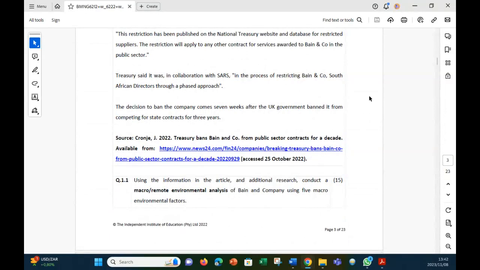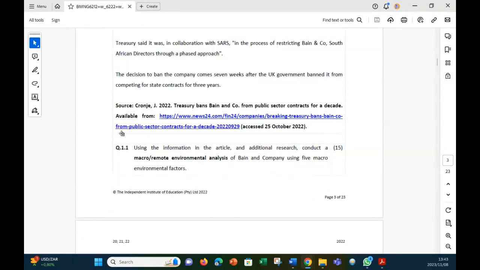Please do not use ChatGPT, because I will catch you. And also please make sure that you integrate practical bits with the theory. So if we look at the first one here, we know that in this textbook, the key word there is the remote environment. So it means for us, it will be something around PESTLE.